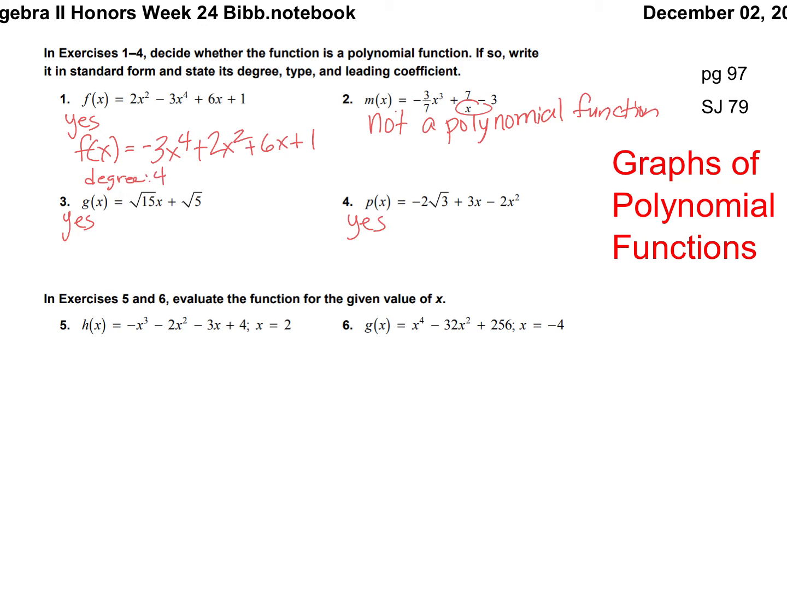The type of function it is, with a degree of 4, means you have a quartic function, and the leading coefficient is negative 3. Put LC for leading coefficient. So a degree of 4 is a quartic function. A degree of 3 is a cubic function. A degree of 2 is a quadratic function. A degree of 5 is a quintic function. That's all the ones I know. Quintic, quartic, cubic, quadratic, and linear.